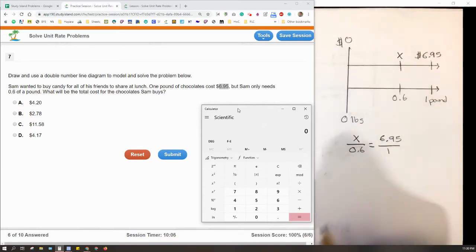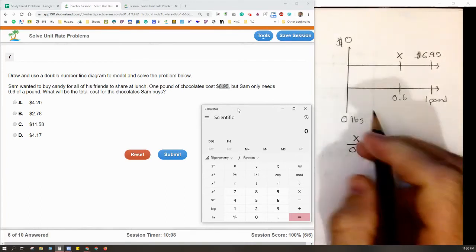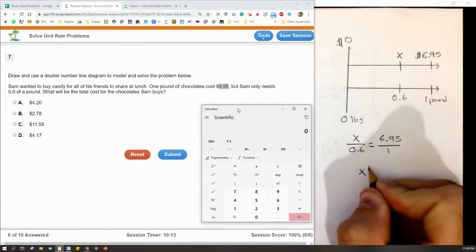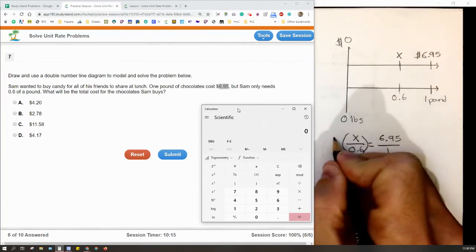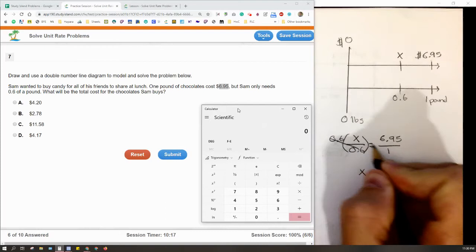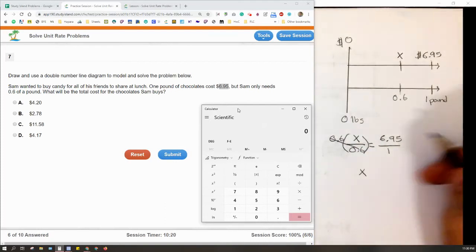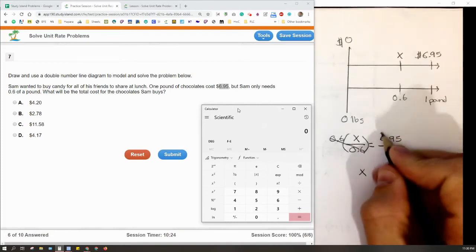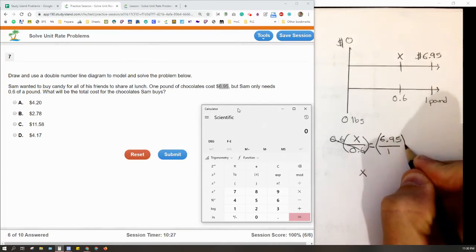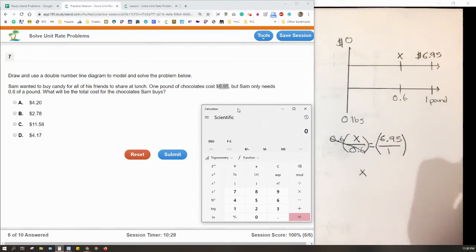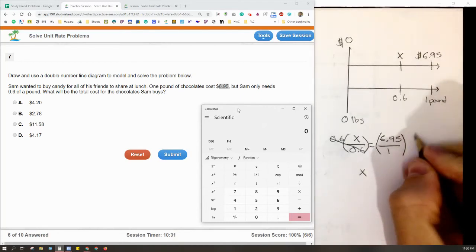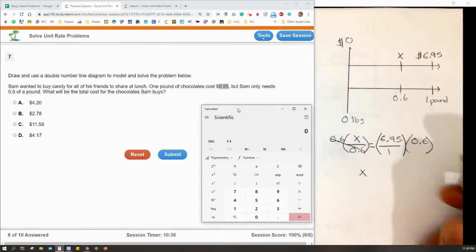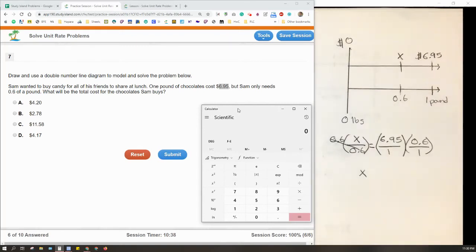Now, it says X divided by 0.6. That's what a fraction is. It's a division problem. So if I have X divided by 0.6 and I just want X, I multiply by 0.6. And that cancels the 0.6's out, and I'm left with just X. But if I do it to one side of an equation, I must do it to the other. So I have 6.95 over 1, which is just 6.95, because anything over 1 just remains the same. And I'm going to multiply that by 0.6. So this is just 0.6 times 6.95.